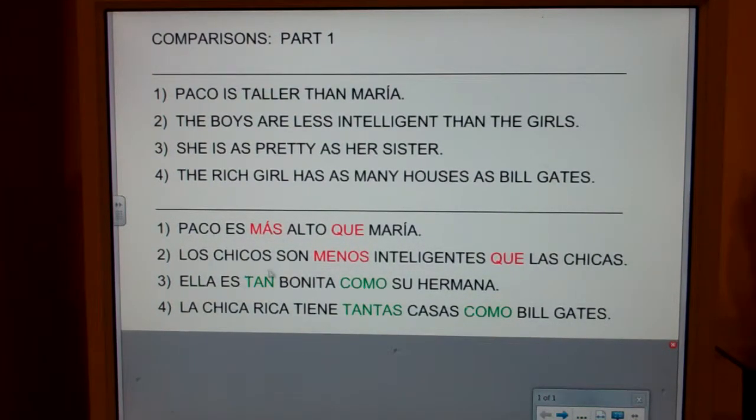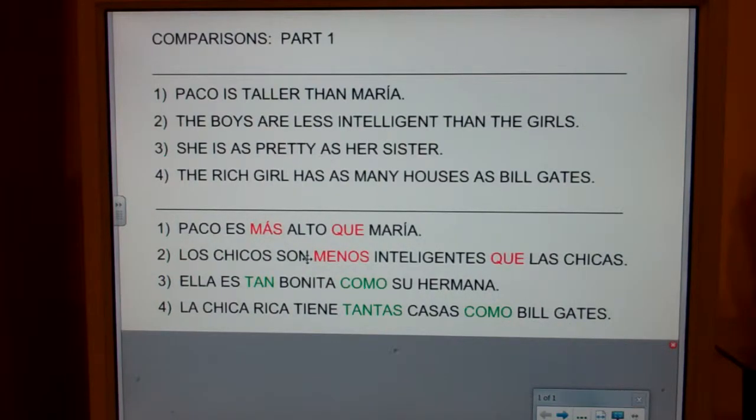Now, notice, the boys are less intelligent than the girls. Intelligent is plural, so you add an S. Girls is plural, so you add an S. The is plural, so you add an S. But check this out. Son ends with an N, because remember, son is an action.